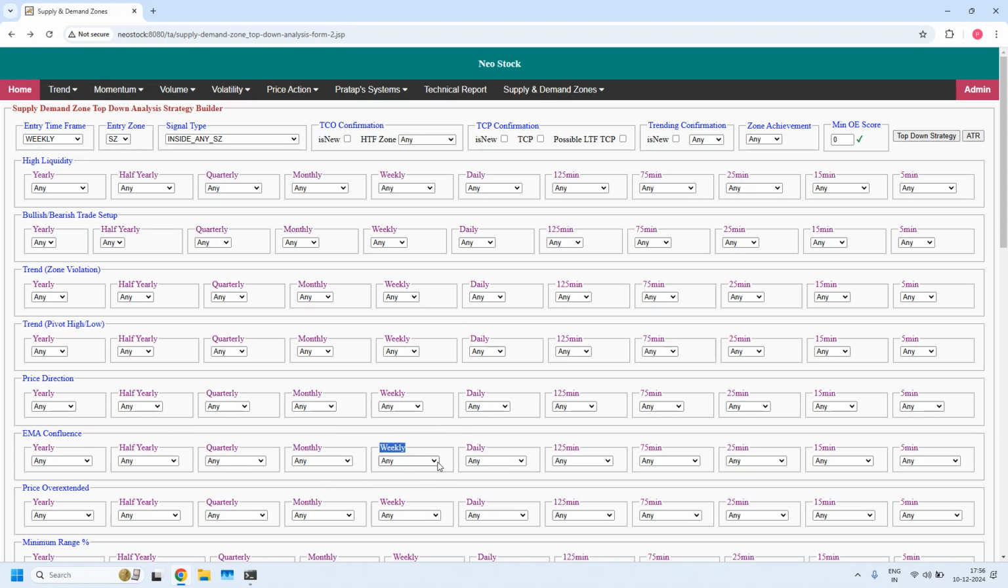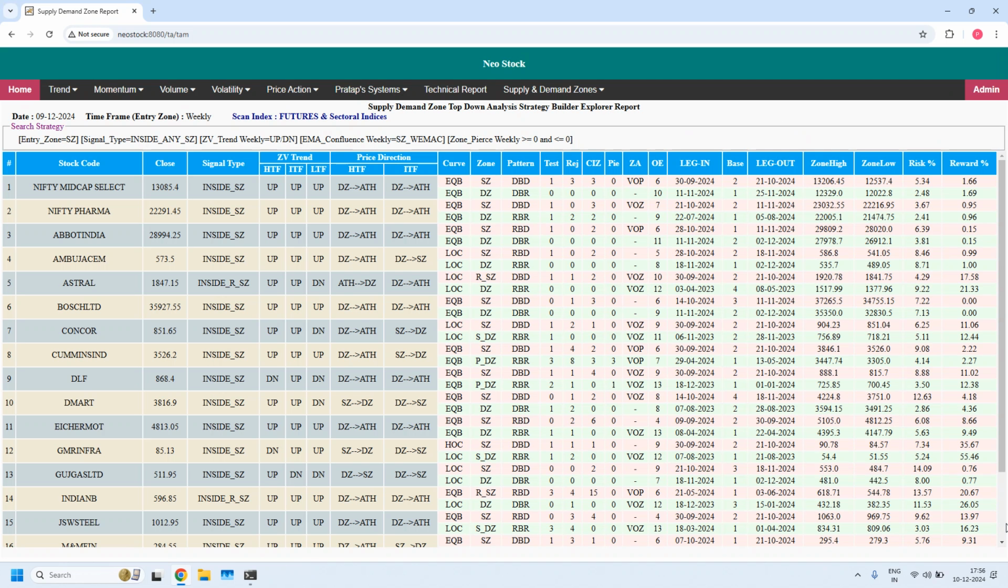So weekly time frame, weekly supply zone having weekly EMA Confluence filter is enabled, and the trend on weekly time frame should not be sideways. It can be up or down. Let's filter. So we got a reduced list now. First 15 stocks in the list.